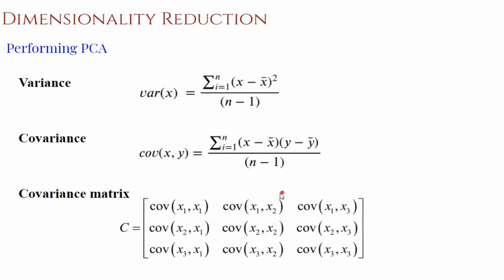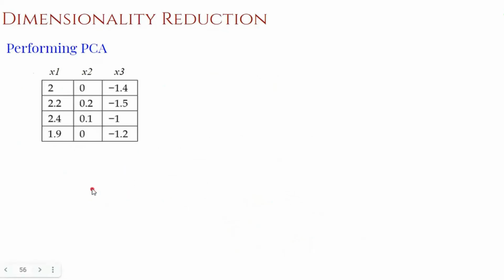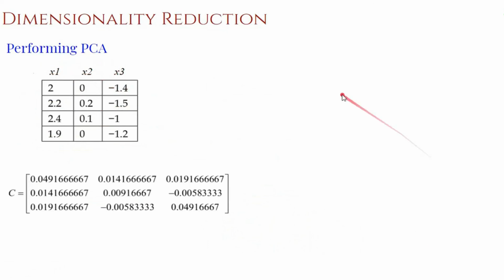So if you have three-dimensional data, we can end up with a 3 cross 3 covariance matrix. This is another important result to keep in mind. If you take this as an example, x1, x2, x3, and you have 4 samples corresponding to that, you will still end up with a 3 cross 3 covariance matrix because you are dealing with 3 dimensions essentially.